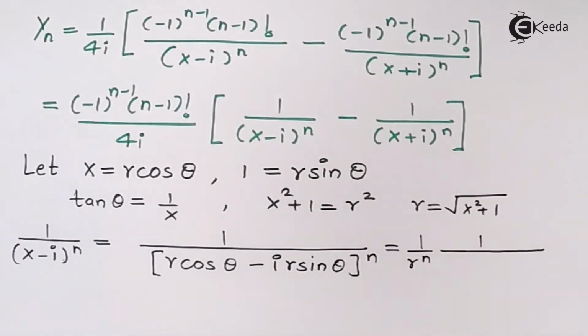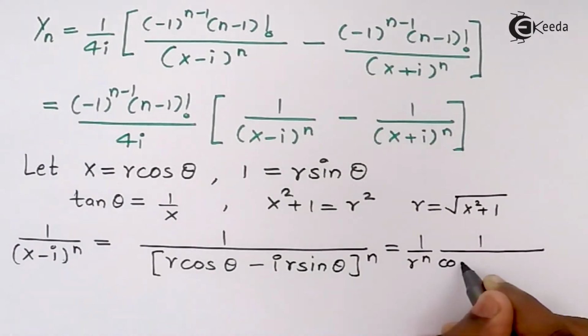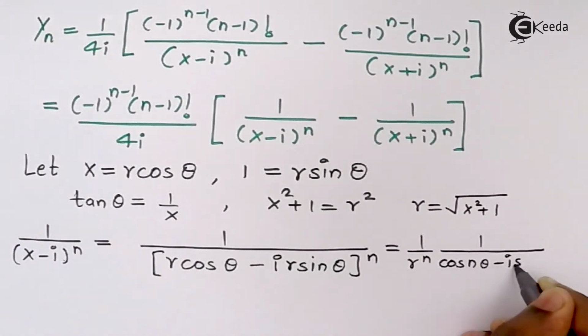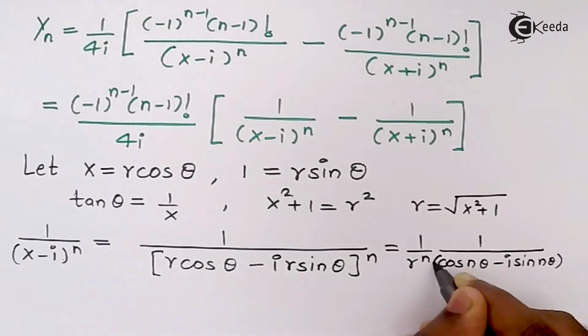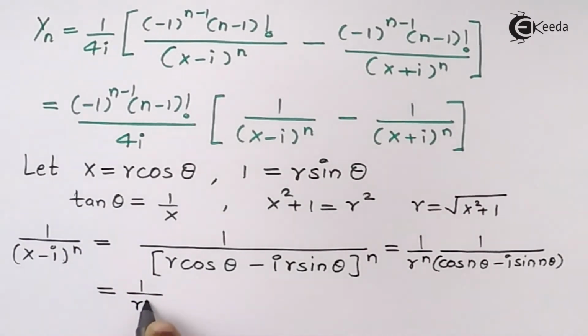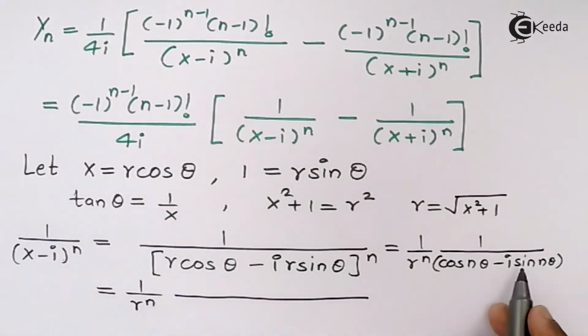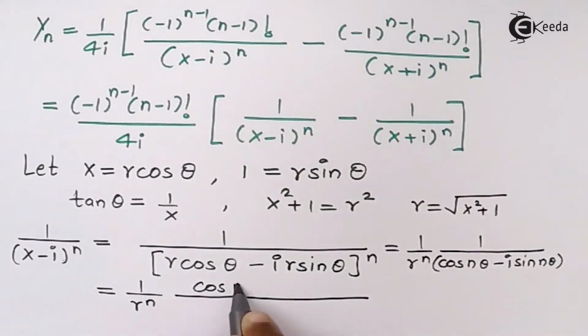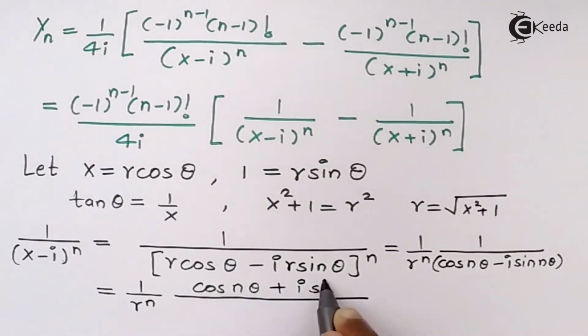Now guys, I can take that power n inside the bracket by using De Moivre's theorem. So that power n will multiply the angle theta. So we will get cos of n theta minus i sin n theta. Next, this 1 upon r raised to n as it is, and here we will do the rationalization, that is, we will multiply the numerator and denominator by the complex conjugate of the denominator. So the complex conjugate of the denominator is cos of n theta plus i sin n theta.